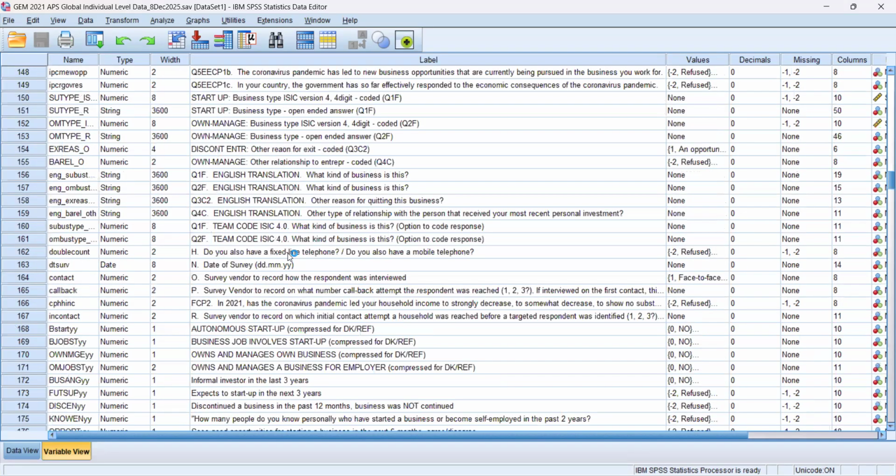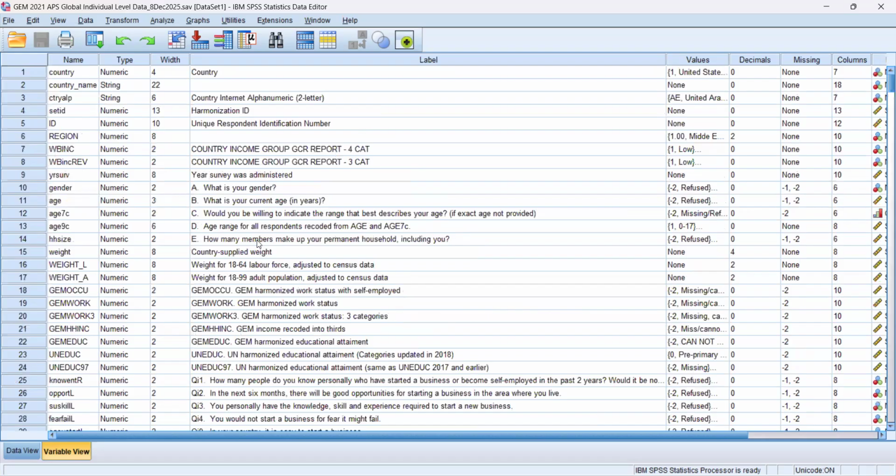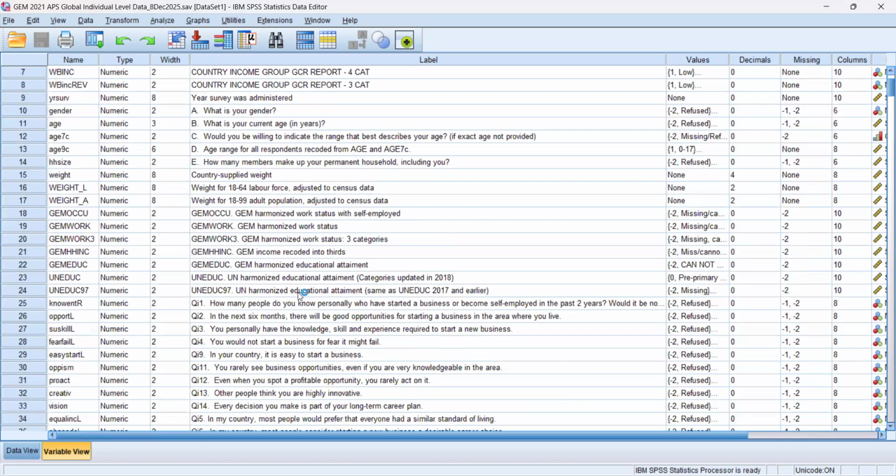And we have background indicators there. Here we have background indicators from this place. So household size, age, weight of the person, educational attainment. You have educational attainment here. We have how many people do you personally know. So if you know someone, that's a network. This is what our study was on, networking, business network. So how many people do you know who have started a business or become self-employed?